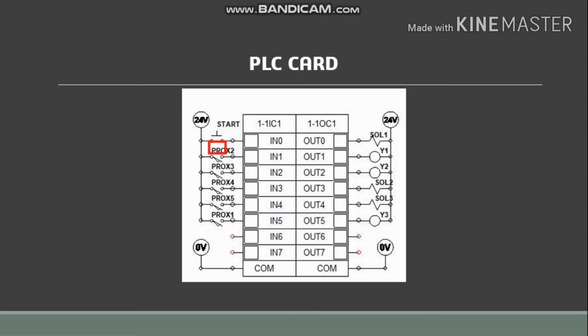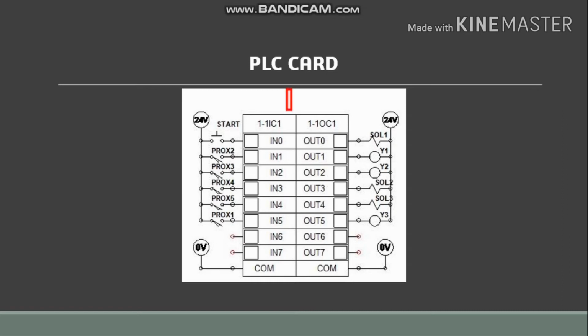The prox2 is the proximity sensor for cylinder 2. The prox3 is the proximity sensor for cylinder 3. For prox4, it is the proximity sensor for cylinder 3. For prox5, this is the proximity sensor for cylinder 1. For prox1, it is the proximity sensor for cylinder 2.